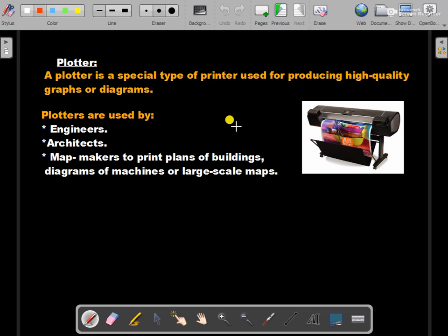Who uses the plotter? Normally plotters are used by engineers, architects and map makers to print plans of buildings, diagrams of machines or large scale maps.